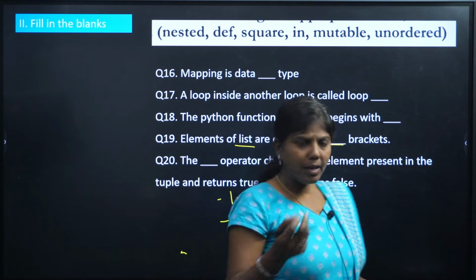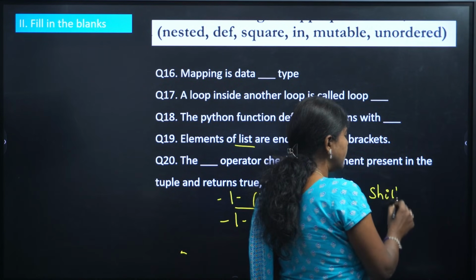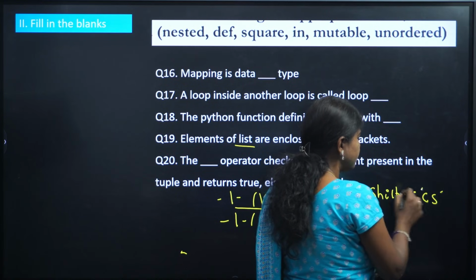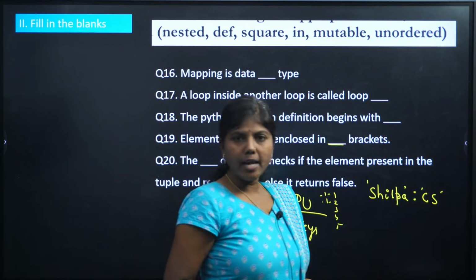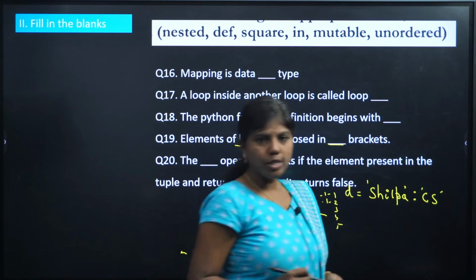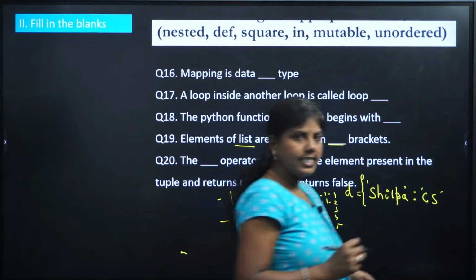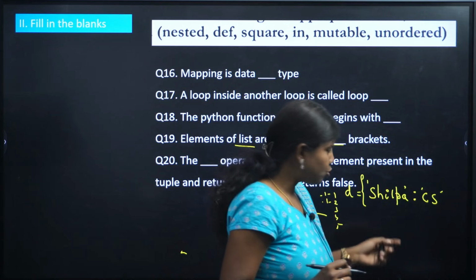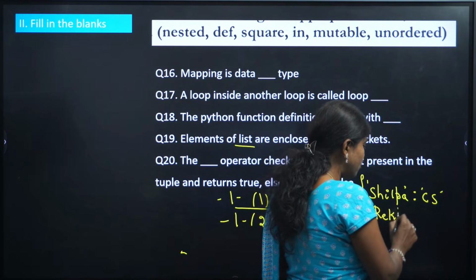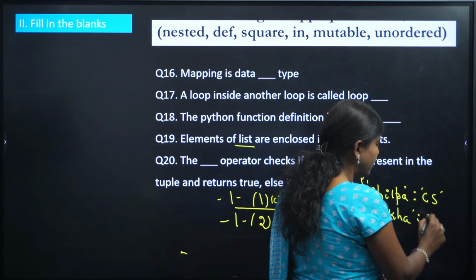For example, I'm going to take an example. I'm handling CS, so my name is Shilpa and I'm handling CS. Let's create a dictionary here. So Shilpa: CS, and let's consider one example. D is equal to Shilpa CS, and let's consider another example here. I'm just going to write it here, Rekha, and then I'm going to write it as bio.